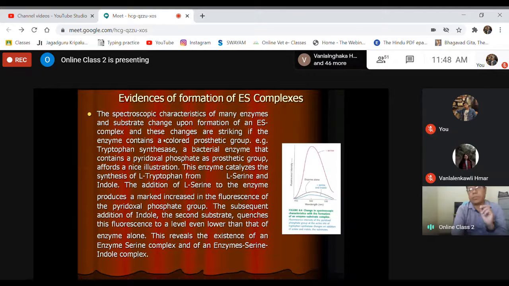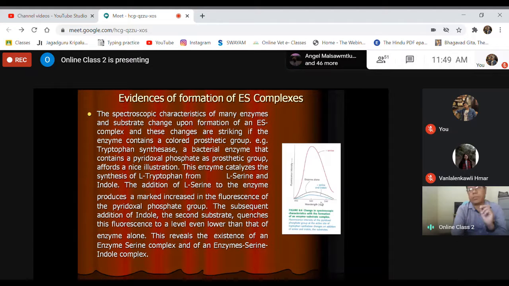Okay, so this particular enzyme, tryptophan synthase, illustrates the spectroscopic characteristics. This enzyme catalyzes the synthesis of L-tryptophan, an amino acid, from L-serine and indole. So here the substrates are L-serine and indole, which combine to form L-tryptophan. The addition of L-serine to the enzyme produces a marked increase in the fluorescence of the pyridoxal phosphate group.